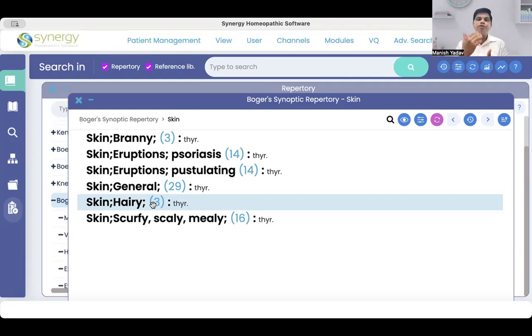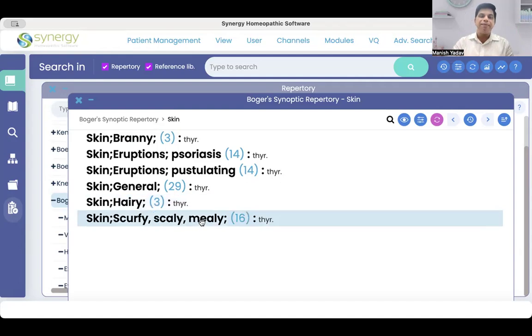And why I'm sharing this is because many times, when you're giving a psychotic remedy for psychosis, I think thyroidinum is just in the background and we just miss it. Scurfy, scaling, and mealy.